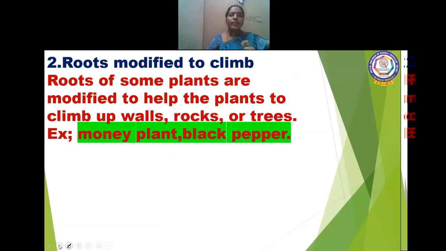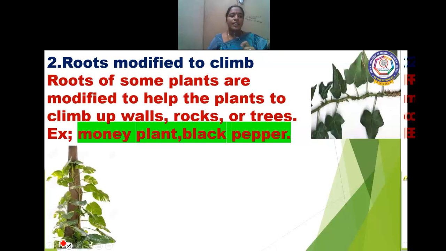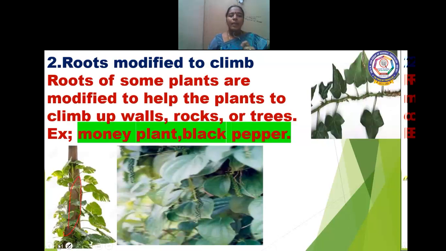The second one: root modified to climb. Roots of some plants are modified to help the plant to climb up walls, rocks, or trees. Money plant and black pepper. You can see here money plant and black pepper. Actually, black pepper is green in color. When you dry it, it becomes black in color.